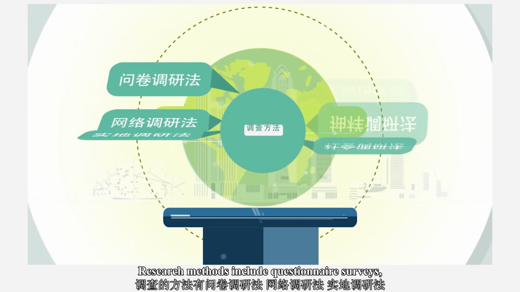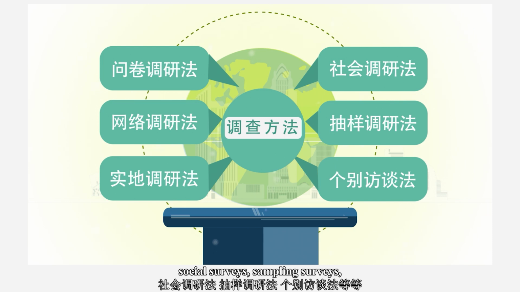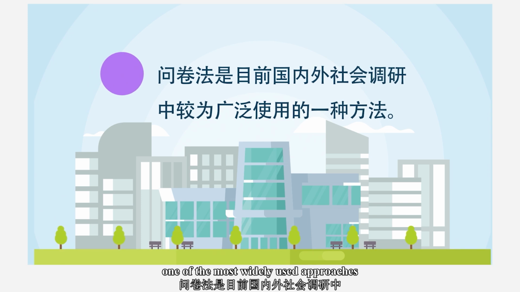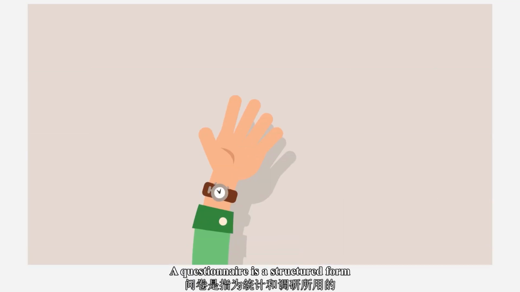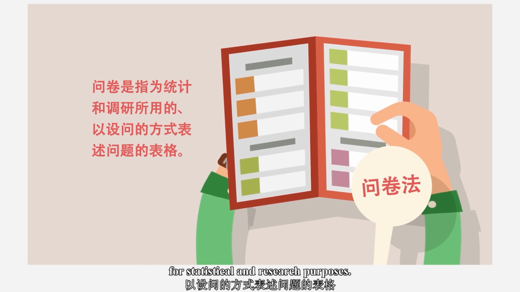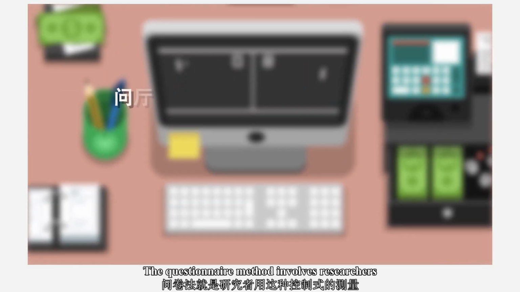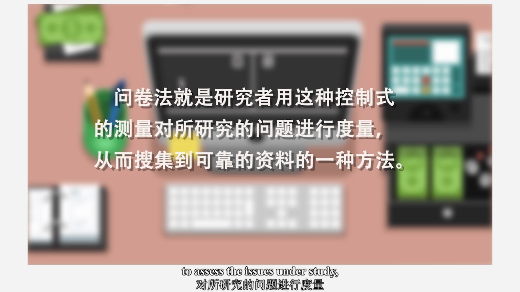Research methods include questionnaire surveys, online surveys, field surveys, social surveys, sampling surveys, individual interviews, and more. The questionnaire method is one of the most widely used approaches in social research, both domestically and internationally. A questionnaire is a structured form that presents questions in an interrogative format for statistical and research purposes. The questionnaire method involves researchers using this controlled measurement to assess the issues under study, thereby collecting reliable data.